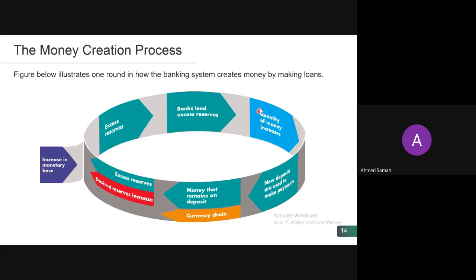When loans are lent, they will make new deposits, which are used to make payments. So they will deposit that money to the banking system, but they will not deposit the full loan amount. They will keep a portion of that money for their day-to-day expenses. So that is the currency drain.